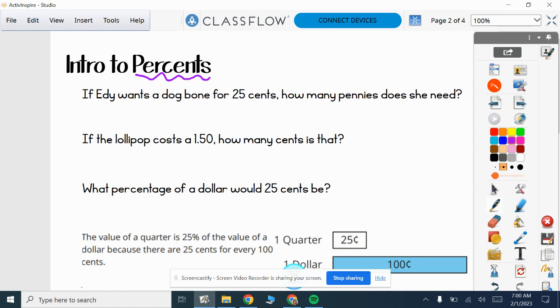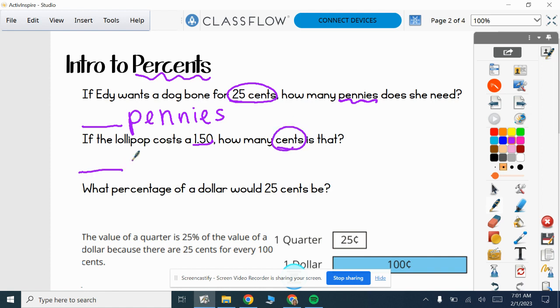So, if Edie wants a dog bone for 25 cents, how many pennies would she need? So fill that in right here. How many pennies would she need? If the lollipop costs $1.50, how many cents is that? How many pennies would you need to make $1.50?